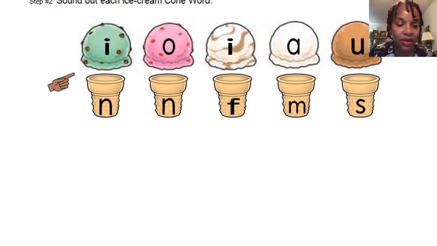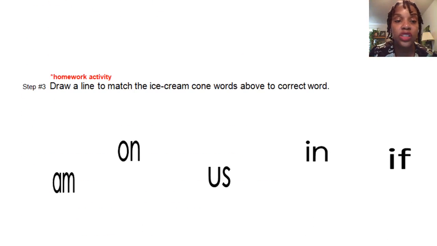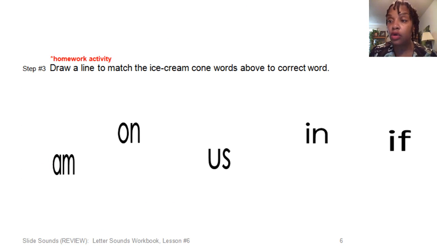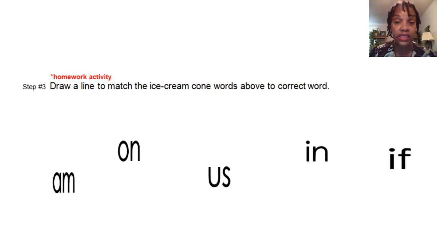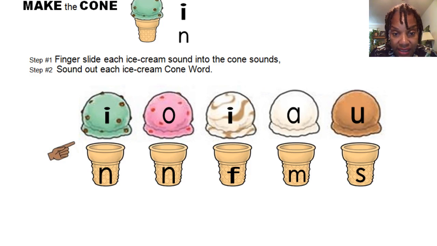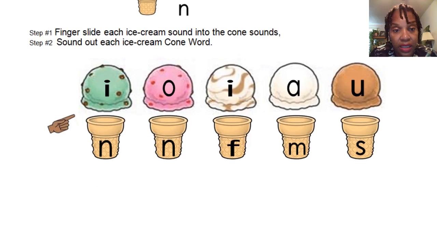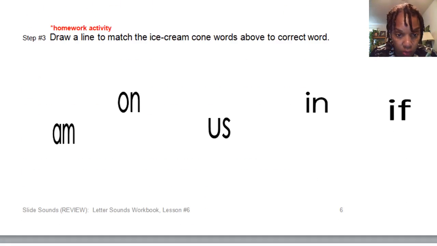All right. So, level one students, this page is in your homework packet. What you're going to do is draw a line. You're going to match the ice cream cone words that we just made above to the correct word here, right? You're going to draw a line to match these ice cream cone sounds to the correct word.